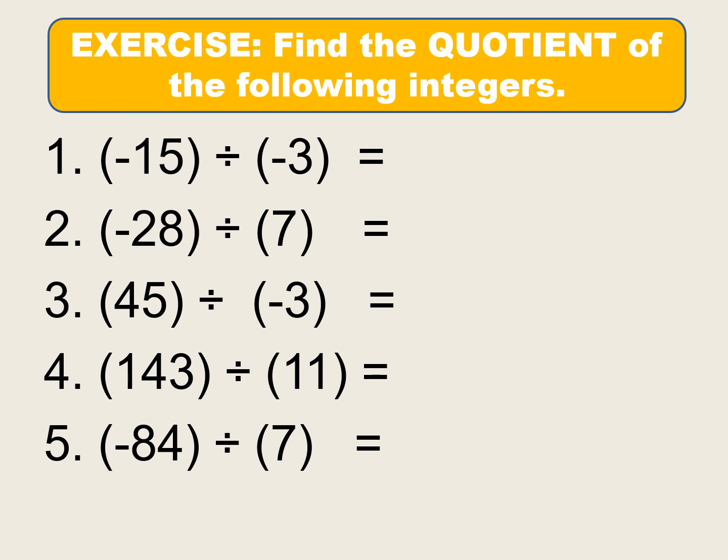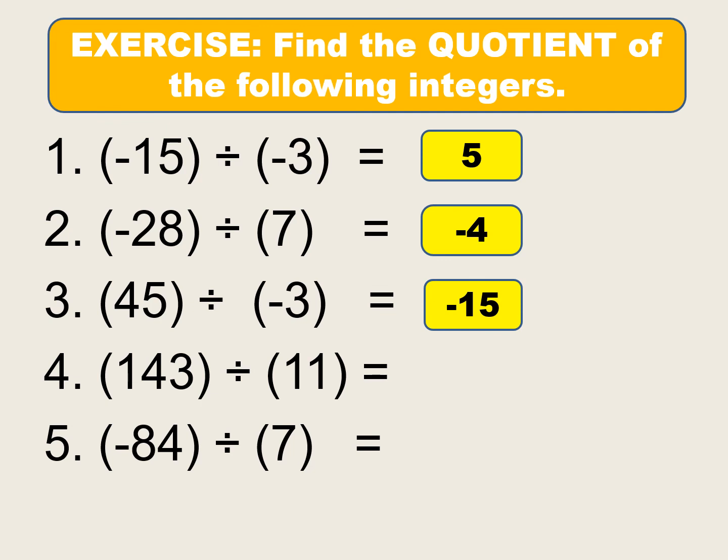Number 1, negative 15 divided by negative 3. The answer is positive 5. Number 2, negative 28 divided by positive 7. The answer is negative 4. Number 3, 45 divided by negative 3. The result is negative 15.